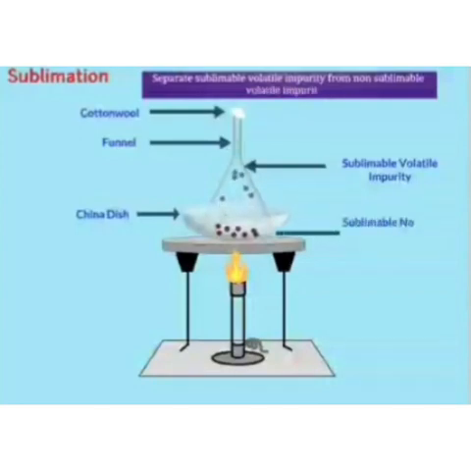Substances like ammonium chloride and iodine sublime on heating and can be recovered in the form of sublimate by cooling their vapors. Most of the solid substances do not undergo sublimation.